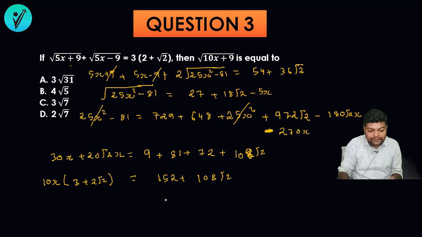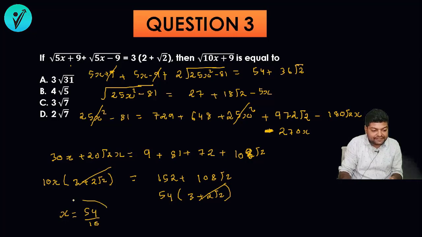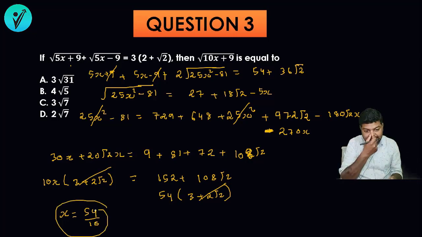Again, we can take out 54 common from it. So if you take 54 common, you'll have 3 plus 2 root 2. Now this 3 plus 2 root 2 and this 3 plus 2 root 2 will get cancelled. So we'll have the value of x as 54 by 10. Let's use this value of x and we'll get the answer.